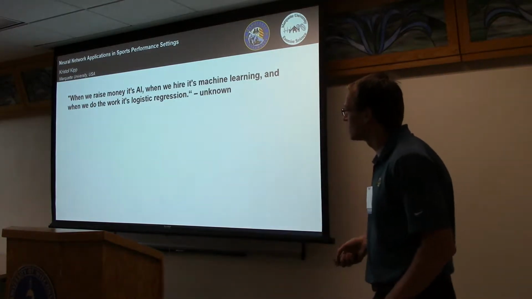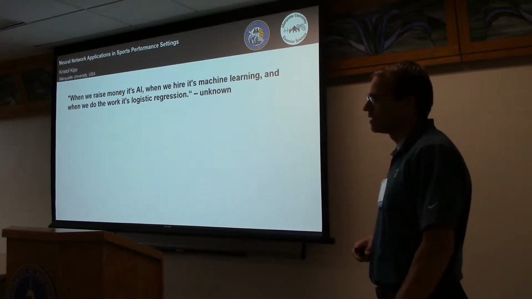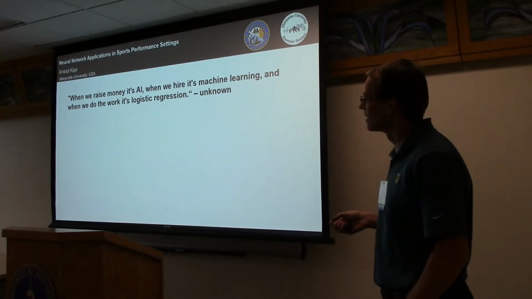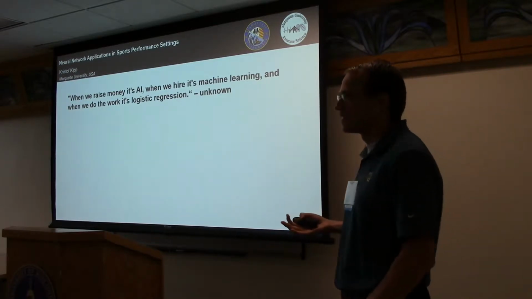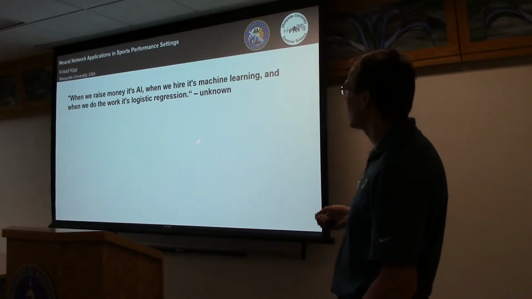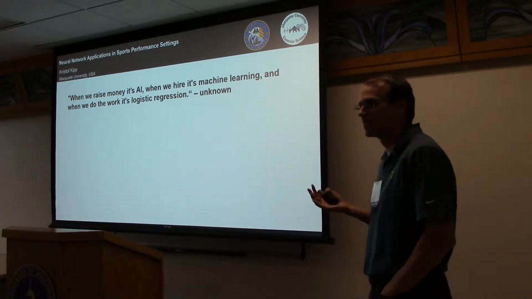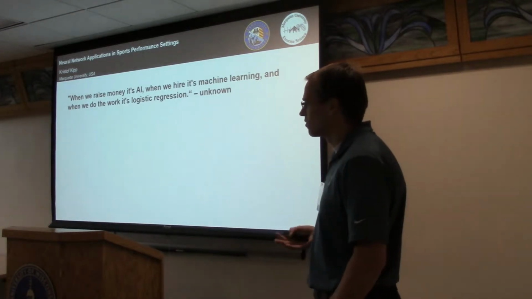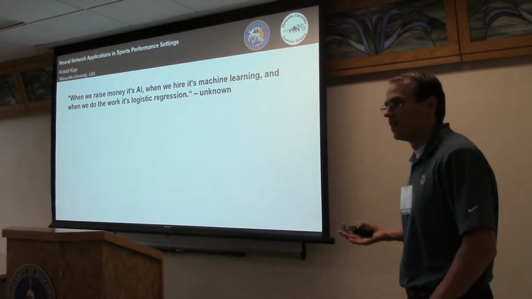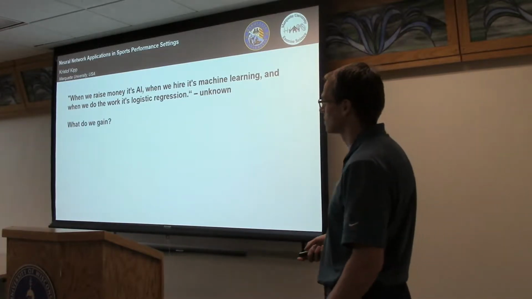Another quote that I just recently saw, I thought was kind of telling of how we approach things at the moment, is that when we raise money in academia for positions, we say it's artificial intelligence. When we hire, it's machine learning, and when we do the work, it's logistic regression. So in all fairness, basic simple linear regressions or logistic regressions can probably do a lot of the work, but there are reasons why we've started to use some more complex models like neural networks.